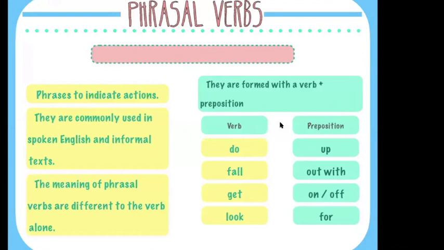Very good. But when you add a preposition, the meaning changes. For example, do up is not hacer. It's related to the verb to do, but the meaning is different. The verb to fall is the same, or get on or get off. And look for is different from the verb to look. It is related to the verb, but it's not the same meaning. More or less, it's used when you want to talk about a specific action.